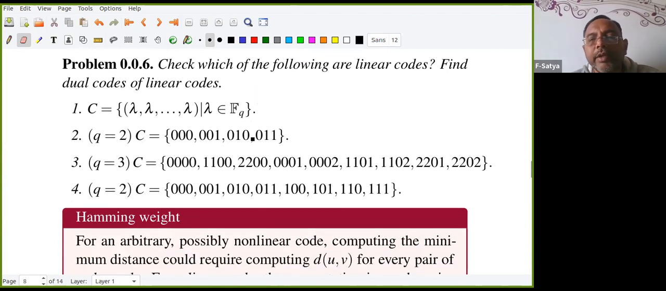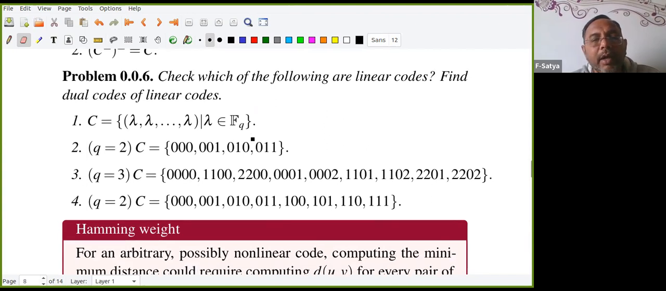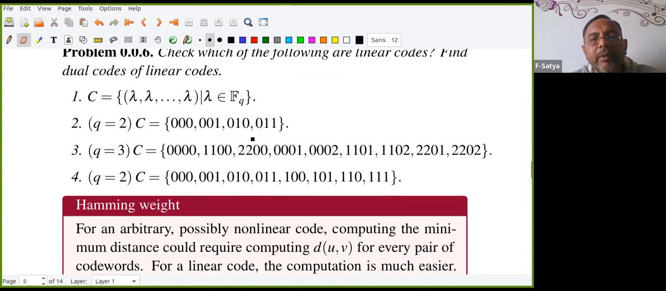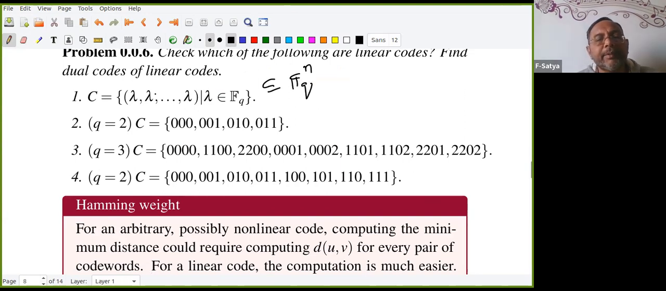So check which of the following are linear codes and dual codes of the linear codes. Is it a linear code? First one. Linear code means it is a subspace of F_q^n. Suppose that there are n positions, 1, 2, 3, suppose n are there. So clearly C is a subset of F_q^n, correct? But is it a subspace?